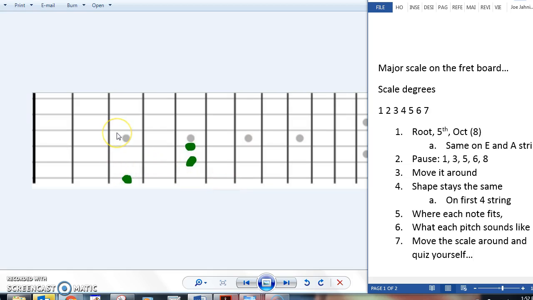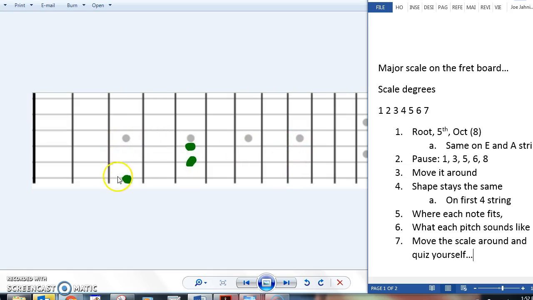If we're working in the key of G, this is your third fret on your E string. So this is where the root would be. This is where the fifth would be. This is where the octave would be. This would hold true no matter where you started. So let's say instead of G, we are over here on B. This would be where your root would be. This would be where your fifth would be. This would be where the octave is.